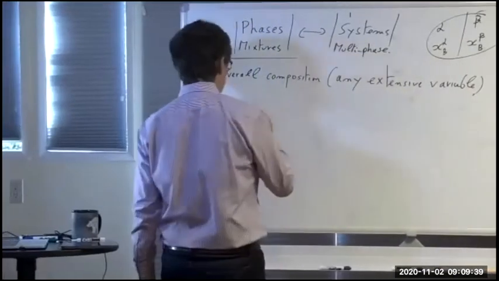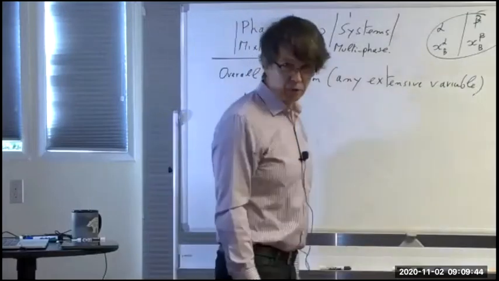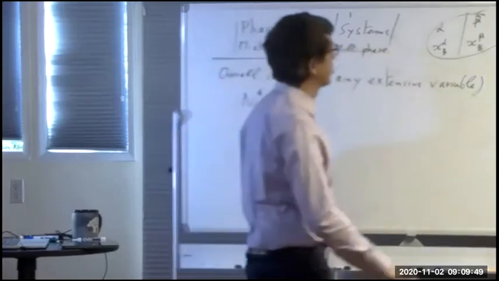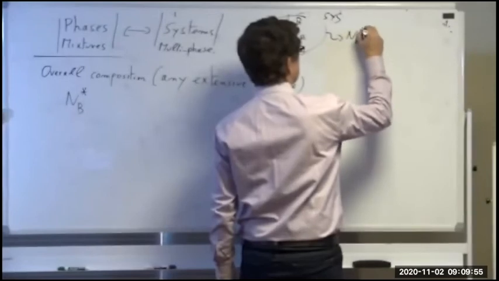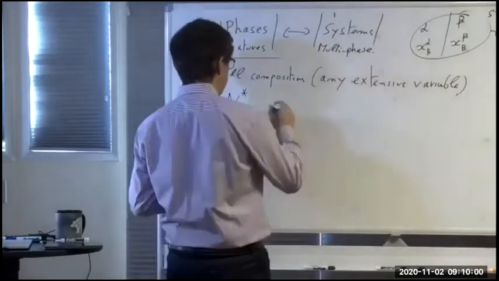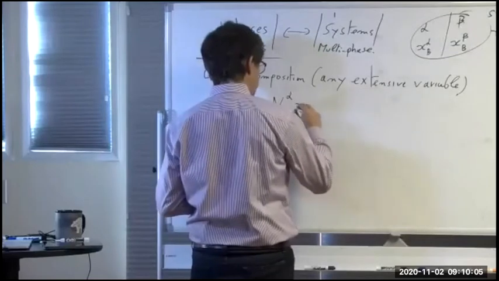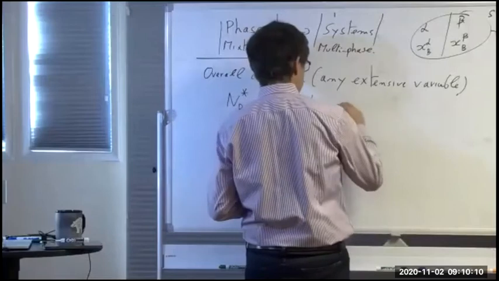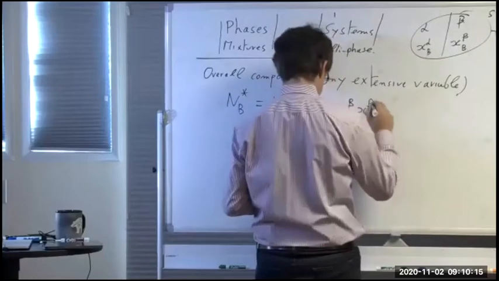So let's say I want to know how many moles of B there are in the system. For pretty much the rest of this class, I'm going to use the star to indicate properties of the system. So the system will have a certain number of moles of B. That's the number of moles in the alpha phase times the composition of the alpha phase, plus the number of moles in total in the beta phase times the composition of the beta phase.